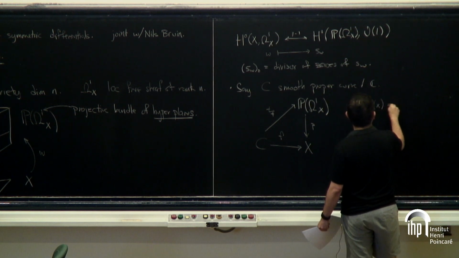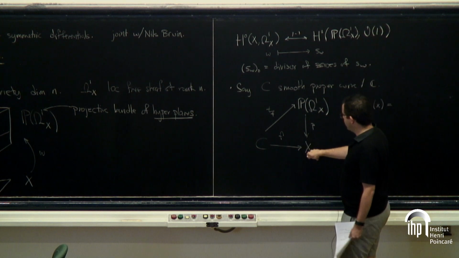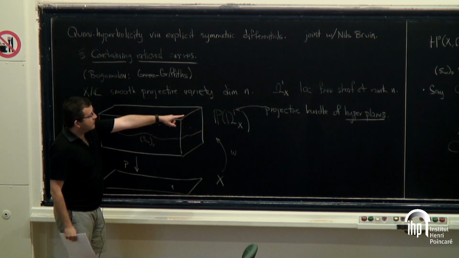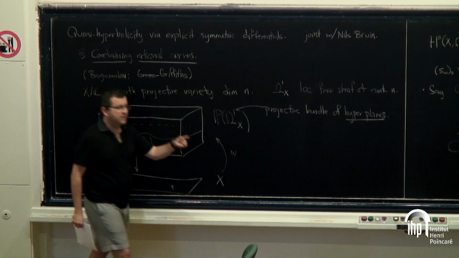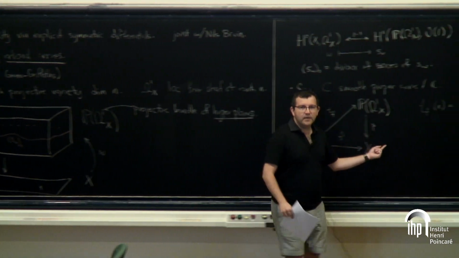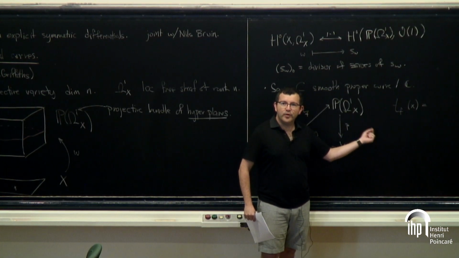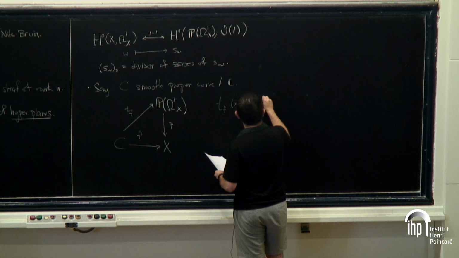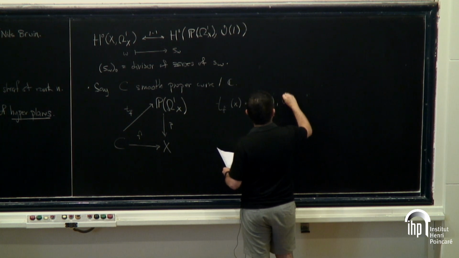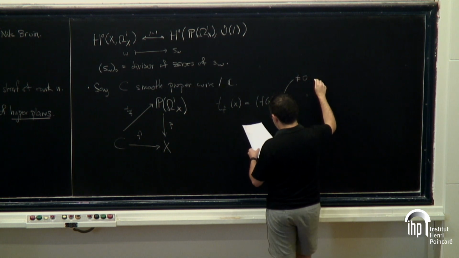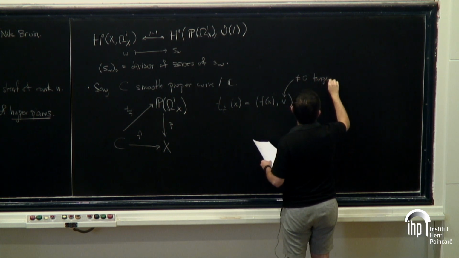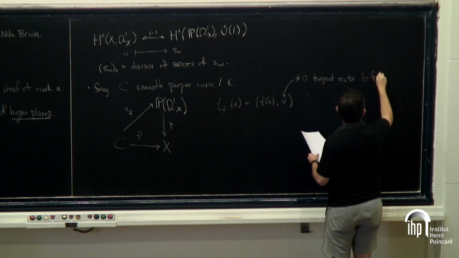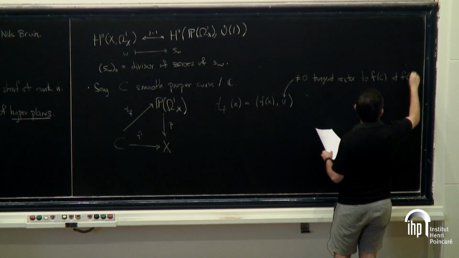So what do I have to do? Well, I'll have to tell you a point in X, and then, since this is the projective bundle of hyperplanes, I'll give you a tangent vector to the curve C, or the image of the curve C, at the image of my point x. So this will be f of x, and I'll take a v, a non-zero tangent vector to this f of C at f of x.